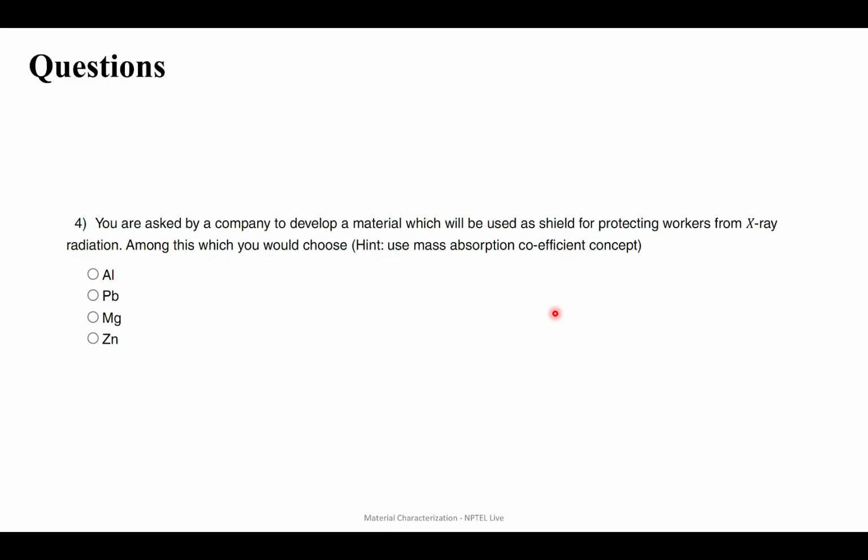You are asked by a company to develop a material which will be used as a shield for protecting workers from X-ray radiation. Among these, which would you choose? Hint: use the mass absorption coefficient concept. Aluminium, lead, magnesium, zinc.